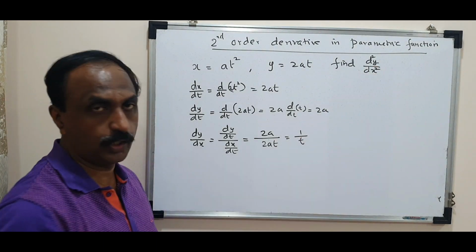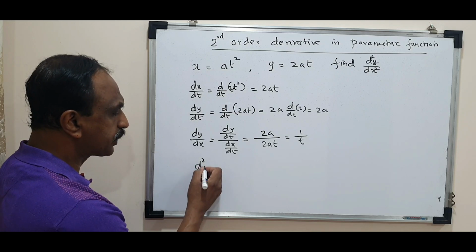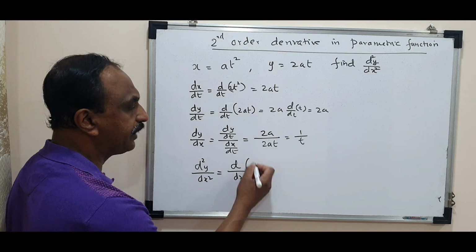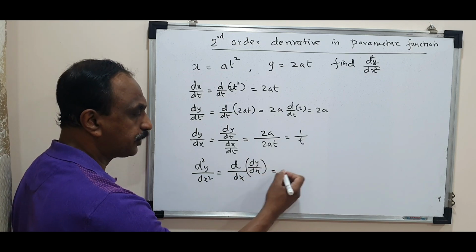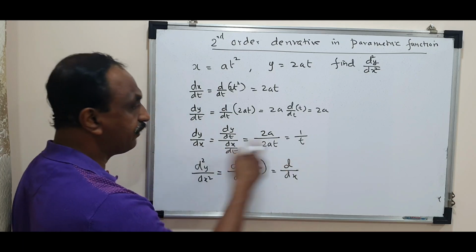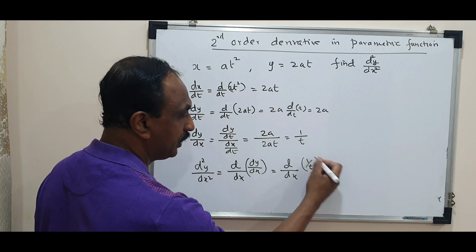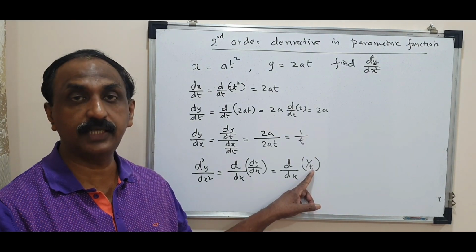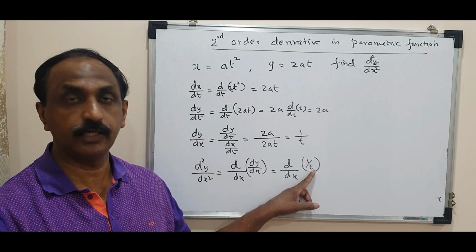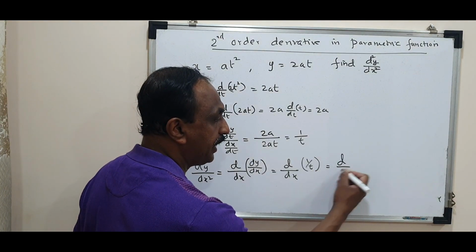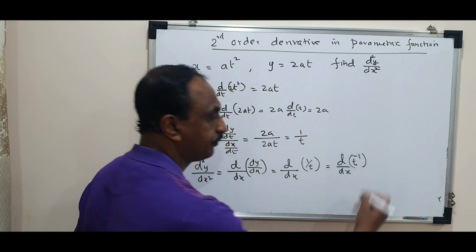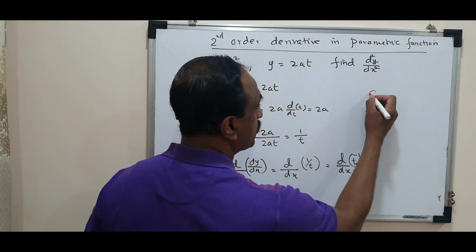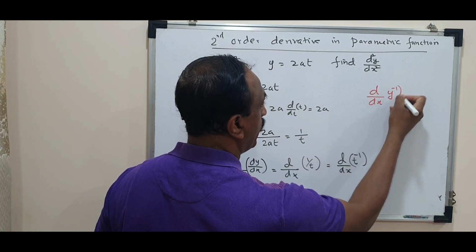But I need to find the second order derivative. What is the meaning of d square y by dx square? It means d by dx of dy by dx. dy by dx is 1 by t. Here is my problem. The variable of differentiation is x, but the function is in t. So we'll have to apply the chain rule. So I can write this as d by dx of t raised to minus 1. It is like differentiating y raised to minus 1 with respect to x.